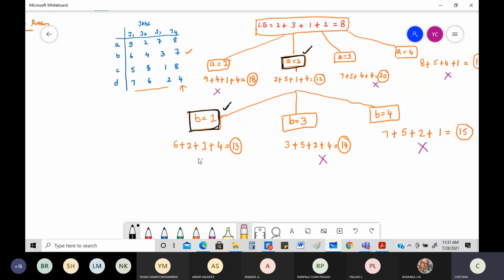We need to start right from here now. If B is all done, what are the 2 jobs that are remaining? The 2 jobs that are remaining now are nothing but job 3 and job 4. Correct? Who are the 2 people who will be able to do it? C and D. Either C will be doing job 3 or job 4. Correct? Very simple.